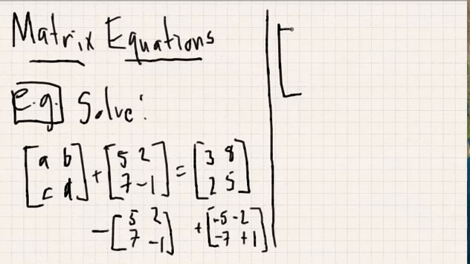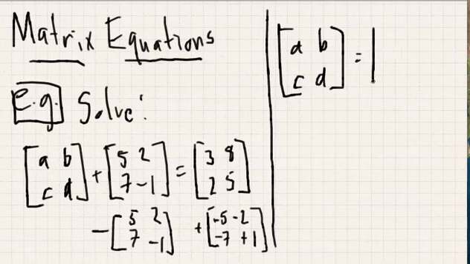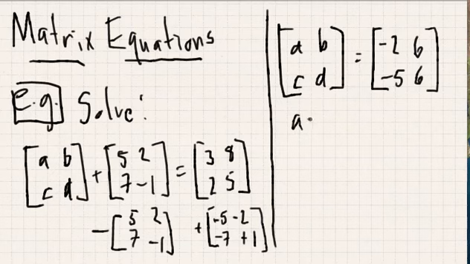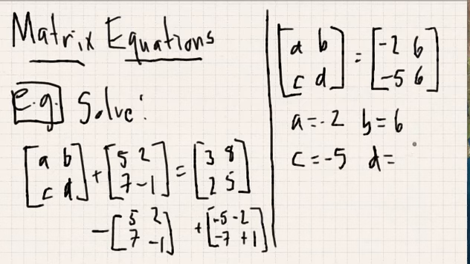And so that tells me that A, B, C, D is equal to 3 minus 5 gives me -2, 8 minus 2 gives me 6, 2 minus 7 gives me -5, and 5 plus 1 gives me 6. And so that gives me specific values. A is equal to -2, B is equal to 6, C is equal to -5, and D is equal to 6. Fantastic. And you can go ahead and check that when you plug these values in, you get the right things.